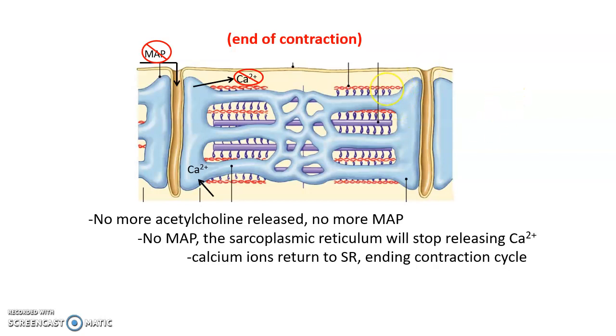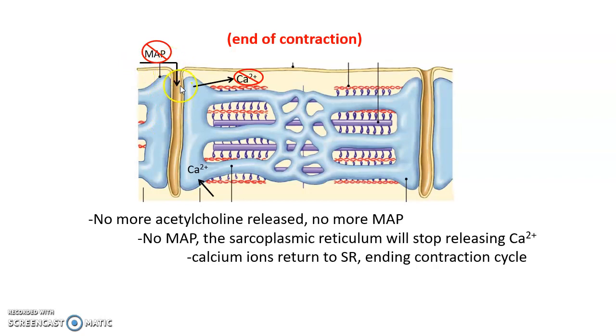Basically, what happens is that at the neuromuscular junction, the neuron stops releasing acetylcholine. So acetylcholine goes away, it's no longer bound to the receptors, the ion channels are no longer open. That means there's no more continuing generation of the muscle action potential. So there's no more charge moving along the length of the muscle fiber's sarcolemma.